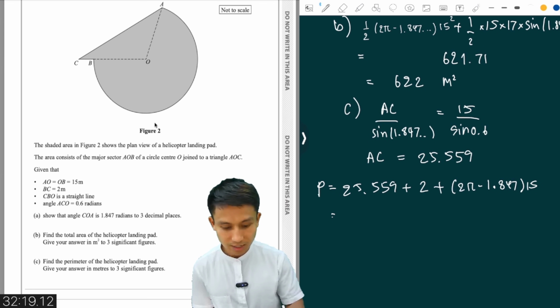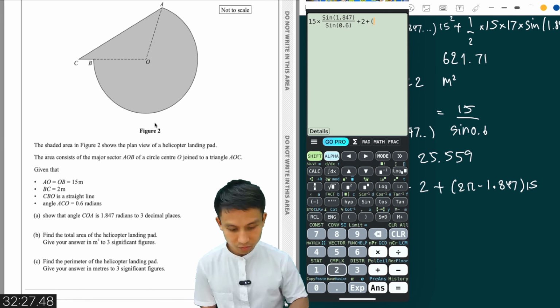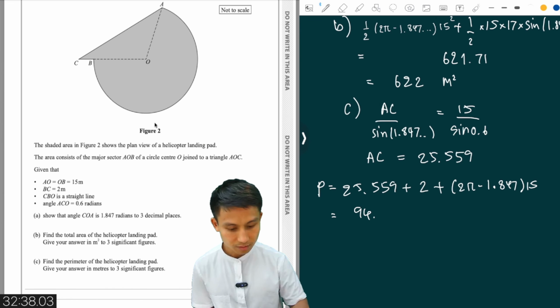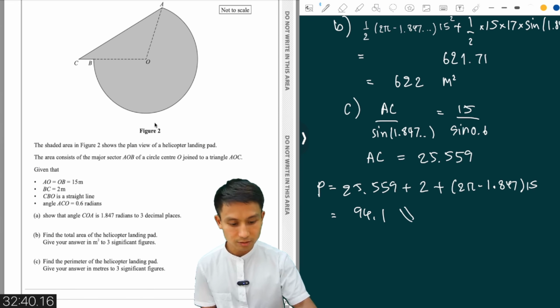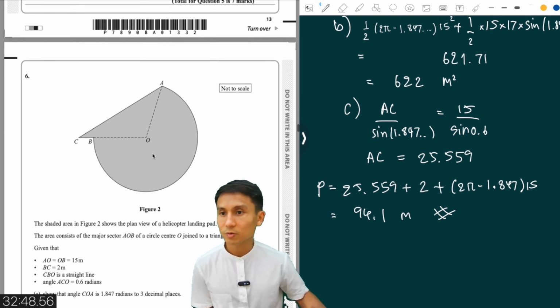So the perimeter is that. We're going to use a calculator. I'm just doing plus here: 2 plus 2 pi minus 1.847 times 15. That's 94.1 meters. There you go. Okay, I think I'm happy with that.